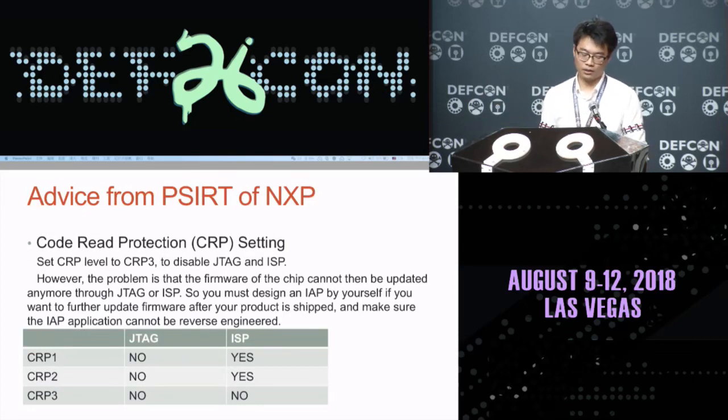We also received advice from the PSIRT of NXP, which is the security group of NXP. They suggest that enterprises, all the companies willing to use their NXP chips, enable the code read protection. The code read protection setting has three levels: level one, level two, and level three. Level one and level two just disable the JTAG. You can also leverage the ISP to do the bad stuff like what we have done before. But if you enable level three, you can't use JTAG, you can't use ISP, and this chip is not reprogrammable. But that also means if your production has something wrong and you ship tens of thousands of units to the users, to the endpoint, and something goes wrong, then you are doomed. All of this will be refunded and your company will go broke.